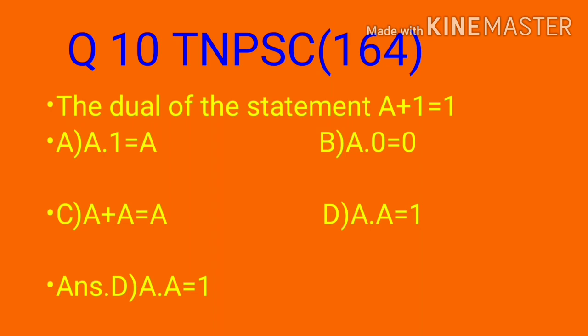Question number 10. The dual of the statement a plus 1 equal to 1. Option A, a dot 1 equal to a; B, a dot 0 equal to 0; C, a plus a equal to a; D, a dot a equal to 1. Answer D, a dot a equal to 1 is the correct answer.